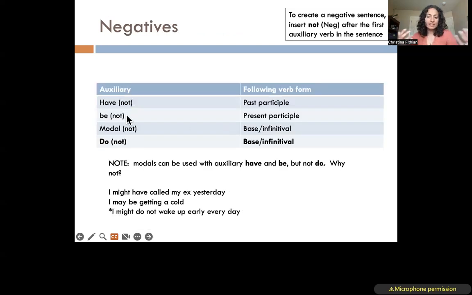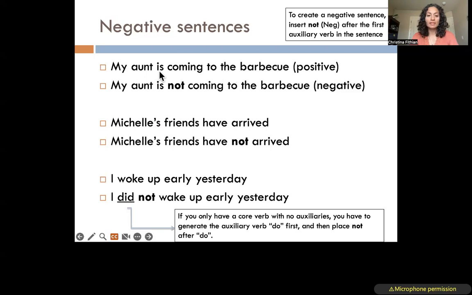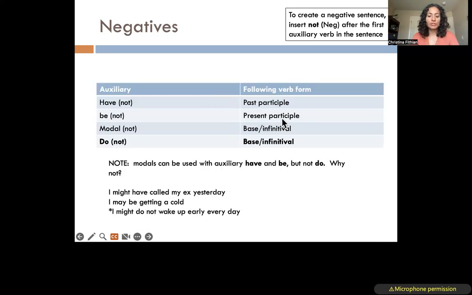So again, not isn't really doing much here for the auxiliary and the verb that follows it. Those will stay the same. Same thing with auxiliary be. If I have be, the following verb form, whether or not I have not, is always going to be in present participle form. And we saw this over here. My aunt is coming to the barbecue, or my aunt is not coming to the barbecue. Notice coming just stays the same, that ing form, which is present participle.